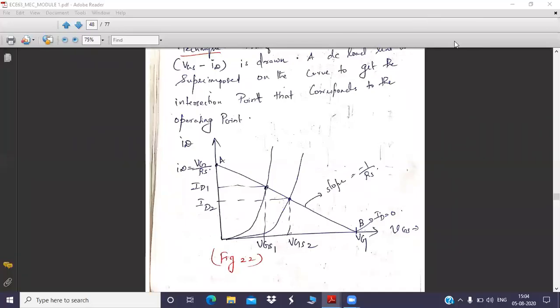So as you can see in this graph, the line AB, which is a straight line, is known as the DC load line. What is that? It is known as the DC load line. This DC load line is drawn to fix the Q point in the feasible region of operation. Understood? What is that line AB known as? It is known as the DC load line.